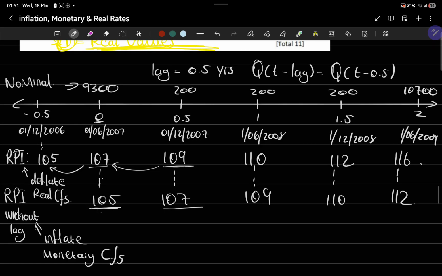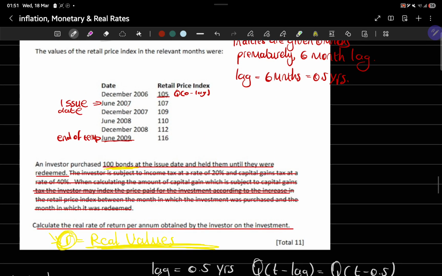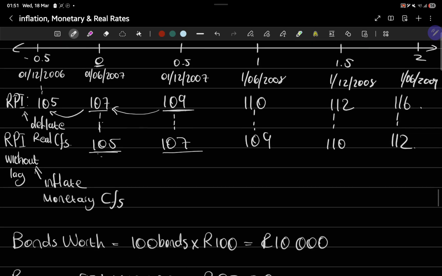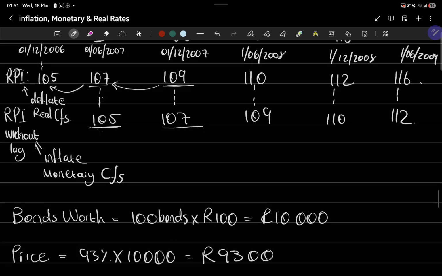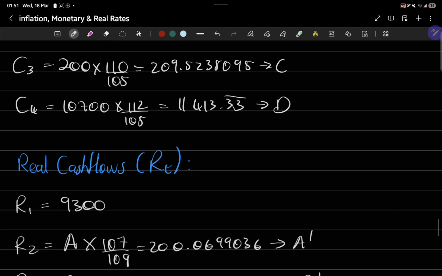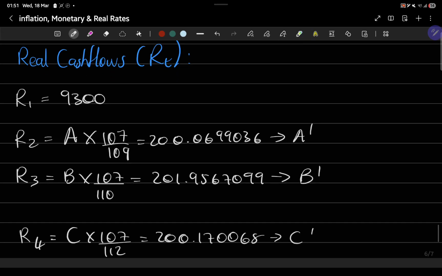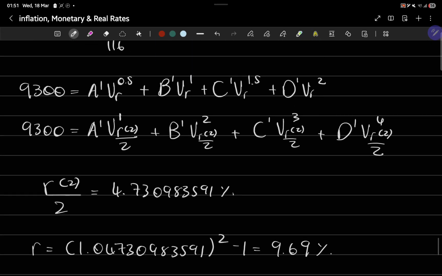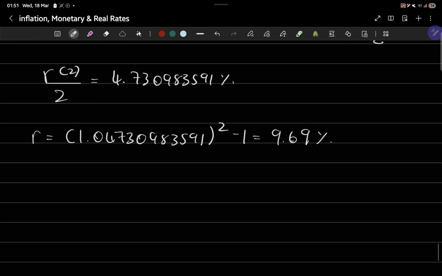So firstly, you get your nominal cash flows, you inflate them to get your monetary cash flows, which you deflate to get your real values, which you then form an equation of value using your real values and your real rate. You cannot find the real rate unless you have real values. That's the point that I was trying to hammer across.